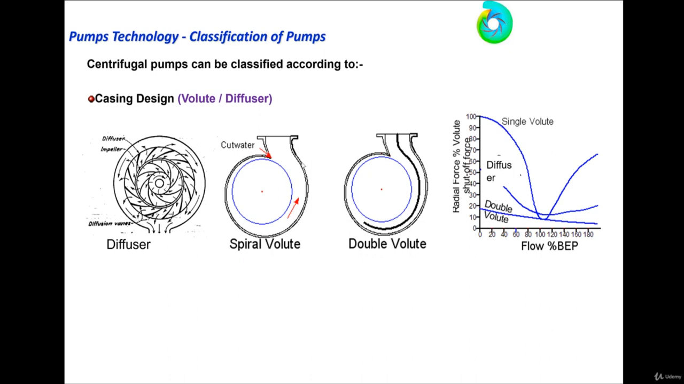Modern design uses a double volute, and the double volute is just an attempt to reduce the radial forces on the rotor and the bearing. You can see this is a double volute, this is the radial forces, this is the diffuser one, and this is the single volute one. For sure this point is what's called BEP.